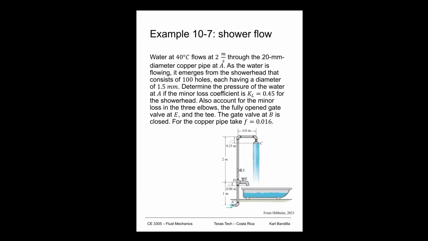This is example 10-7, shower flow. So we are looking at a shower where the water is coming into the pipe at A and then flowing upwards through this T right here, past a valve, around two elbows, and then through this shower head. And we are given what the pressure is down here, and we are given what the velocity is down here, and we're asked to find what the pressure is.